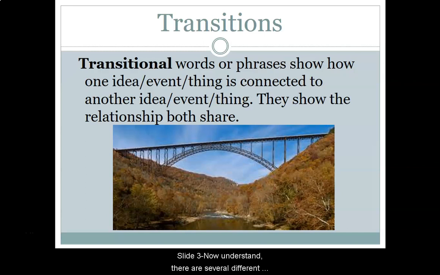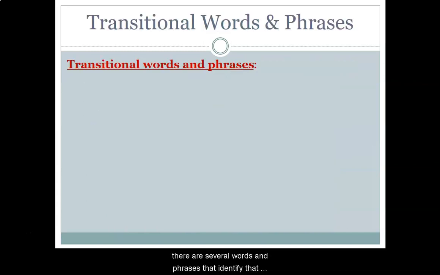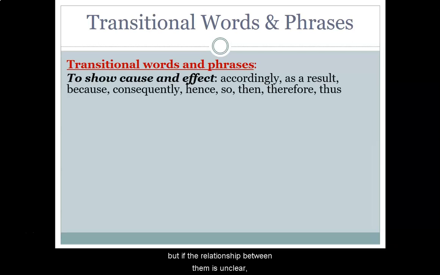Now understand there are several different types of relationships sentences can have, just like people. And just like with people, there are several words and phrases that identify that relationship. Over the next two slides, there are a series of relationships sentences might have with one another. Note, not every sentence will need a transitional phrase, but if the relationship between them is unclear, you will want to include one.